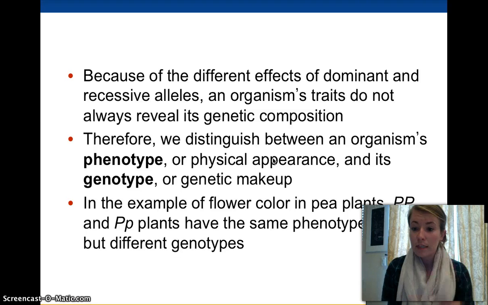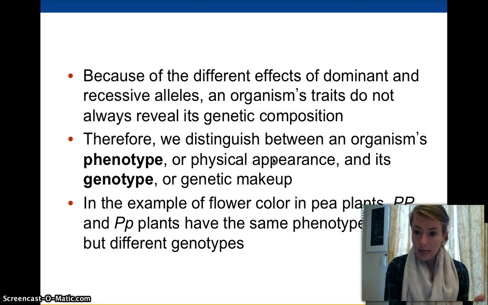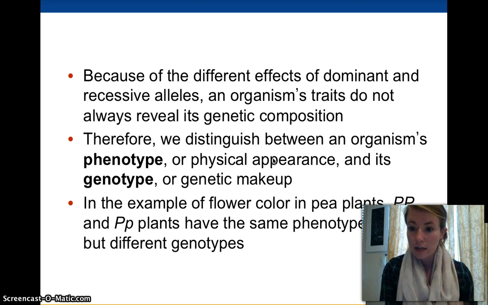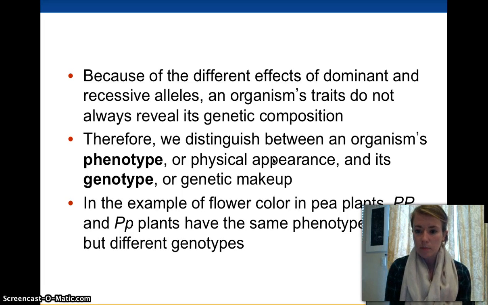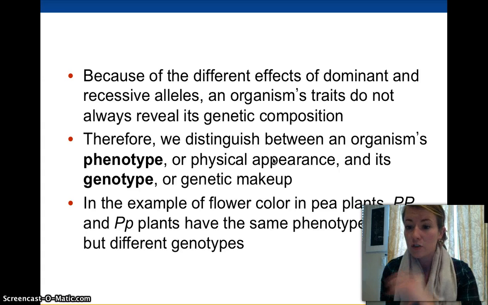So we have two different ways to distinguish an organism. We have phenotype and genotype. Phenotype is the physical characteristic that we're looking at. If we're looking at flowers, there are two phenotypes, purple and white. This is different than genotype, which is the actual genetic makeup. So it's pretty easy to remember: phenotype is physical, genotype is genes.